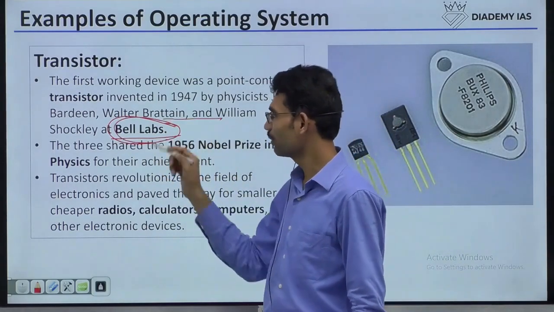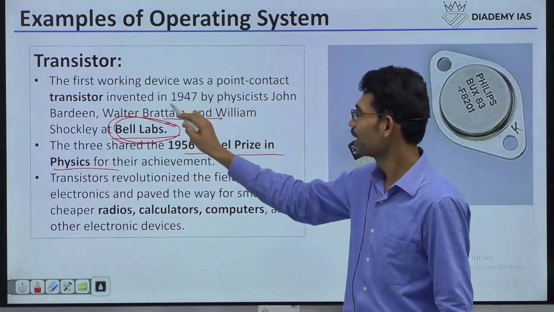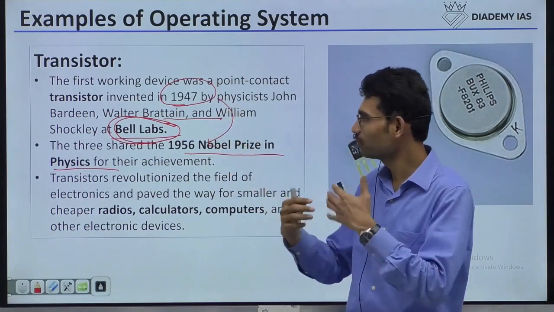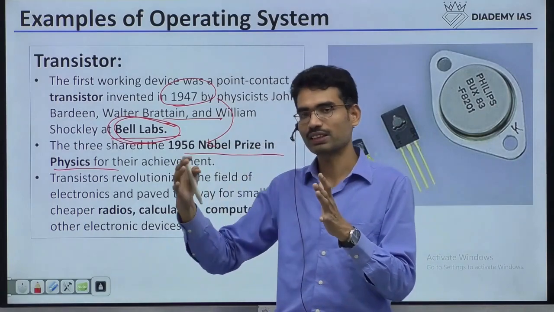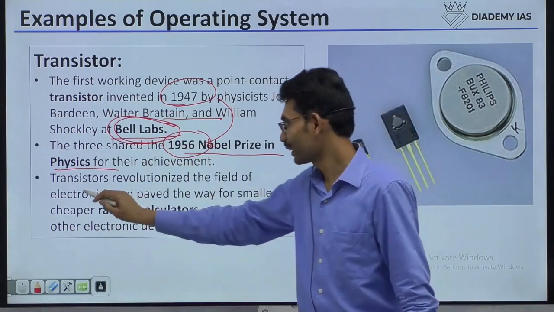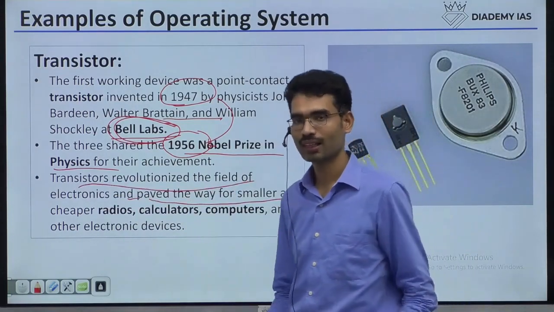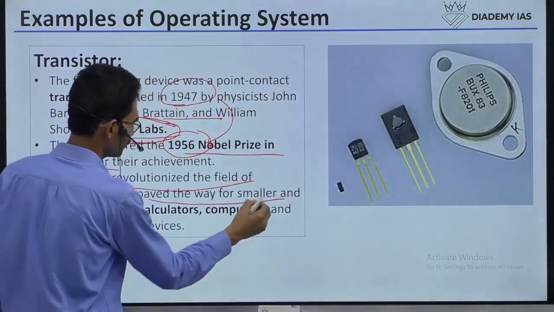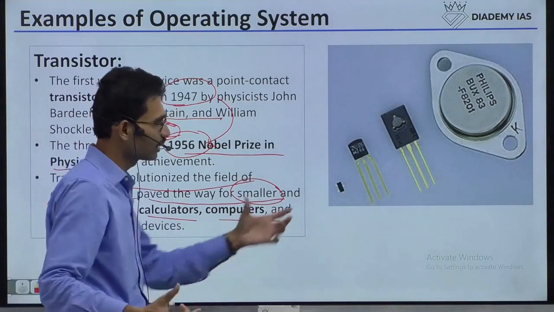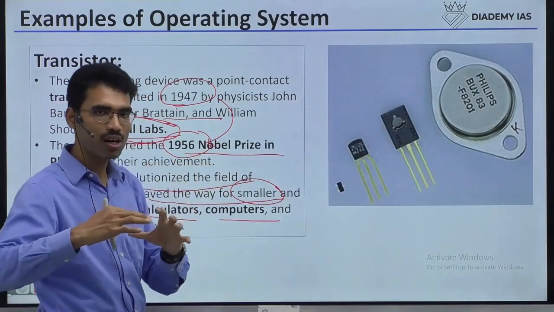For these people even the Nobel Prize was awarded, in 1956, the Nobel Prize in Physics. They invented it in 1947, and by the 1950s the impact of transistors started to be seen. That is why in 1956 the Nobel Prize was awarded. Transistors revolutionized the field of electronics and paved the way for smaller and cheaper computers, like radios, calculators, computers. This is the main point: smaller and cheaper. This is how transistors became very small in radios and computers.